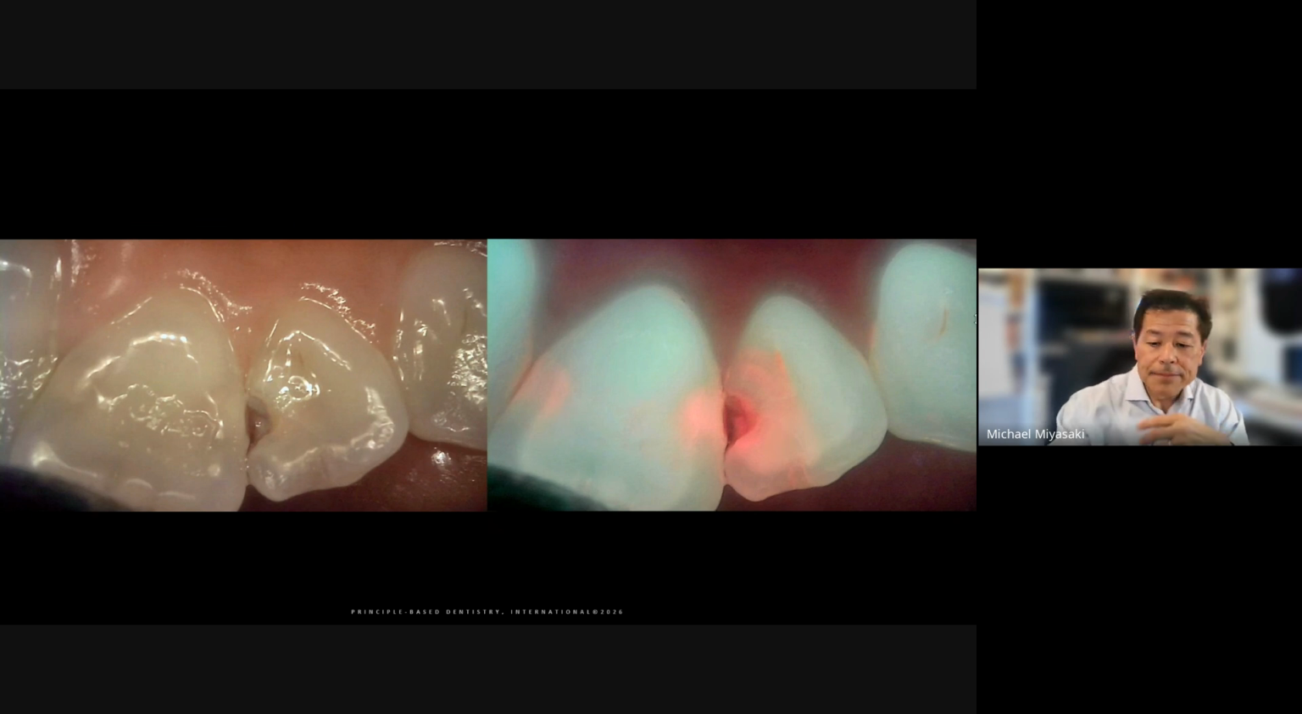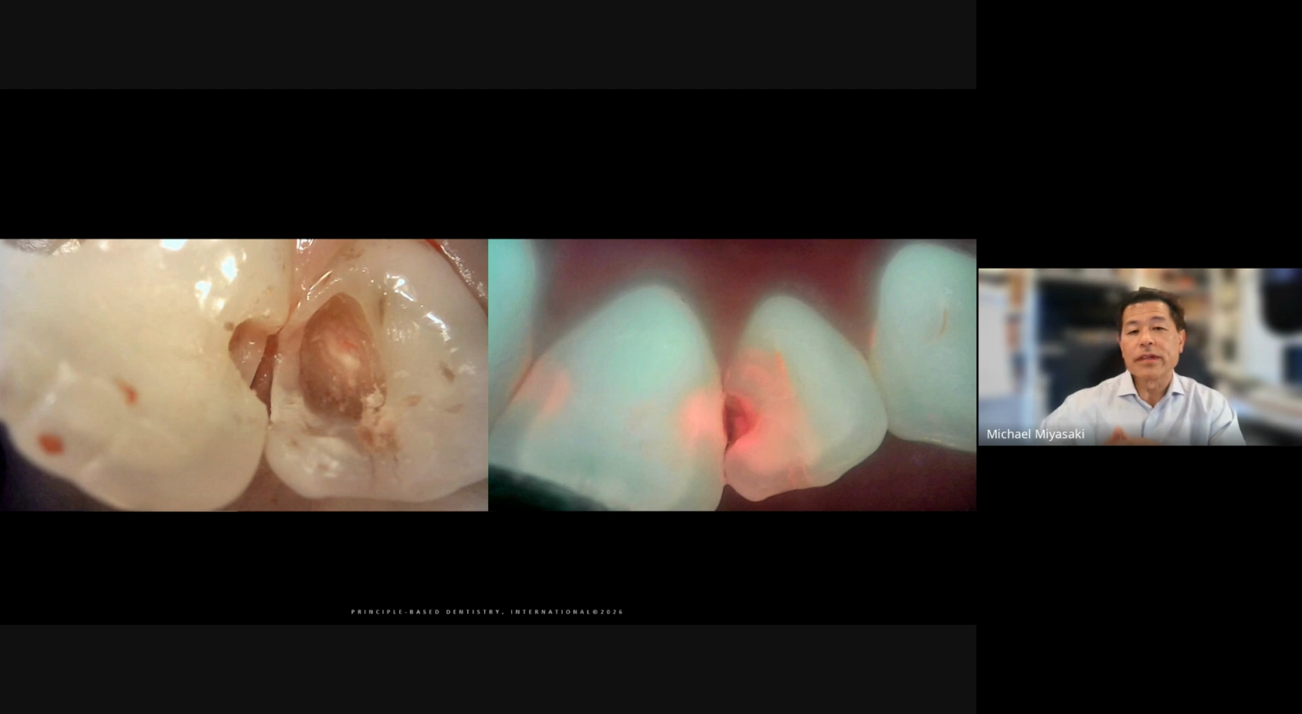So red is bad. This is nice because with the Q pen, we can actually capture an intro photo that's more than an intro photo, because we have the biofluorescence. So before we started this procedure, we were able to explain to the patient, one, that there's a lot more decay in this area than you can see from the outside. Two, that there is a potential of having to do a root canal because there is so much decay.